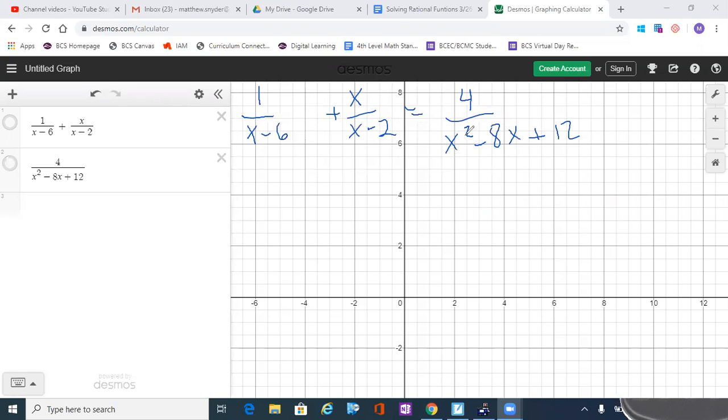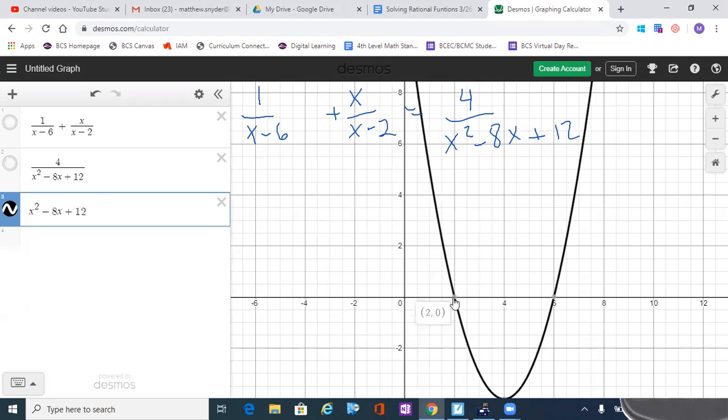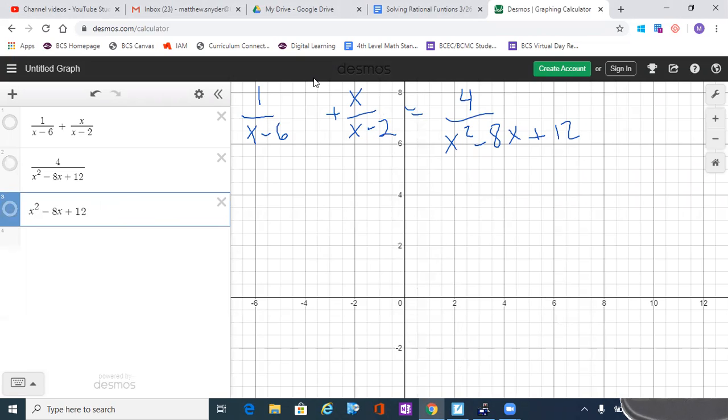So the first thing I need to do is take that x squared minus 8x plus 12 and plug it into Desmos, and put it in factored form. So there's that first goal, and if you notice it is 2 and 6, so I'm going to rewrite that as x minus 2 and x minus 6. So let's go ahead and do that. I'm going to put that here. Change the color.